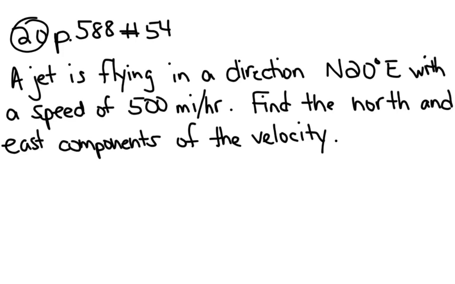Number 20 is from page 588, number 54. A jet is flying in a direction north 20 degrees east with a speed of 500 miles an hour. Find the north and east components of the velocity. First of all, let's remember that north 20 degrees east, here's my coordinate plane, x, y.